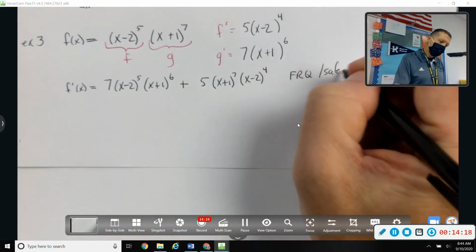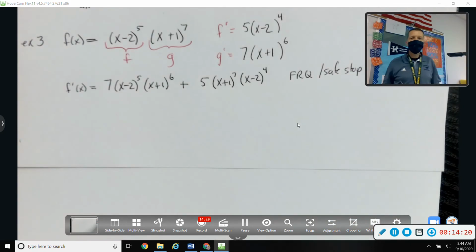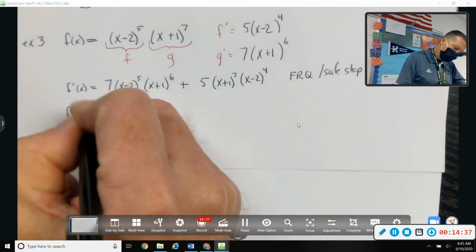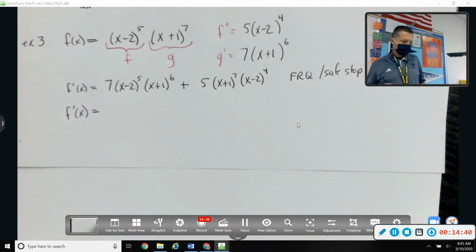And once again, you're done with calculus. That's a safe stop. That's a free response answer. We're good. The reason I want to work this problem is the back of the book looks way different than that, and students are always like, how in the world did they get that answer? Well, here's how. By factoring.